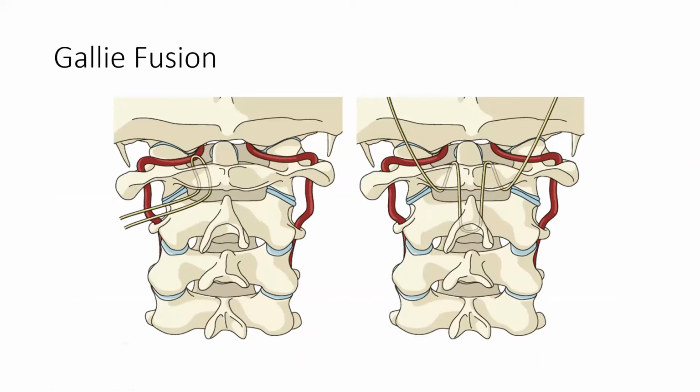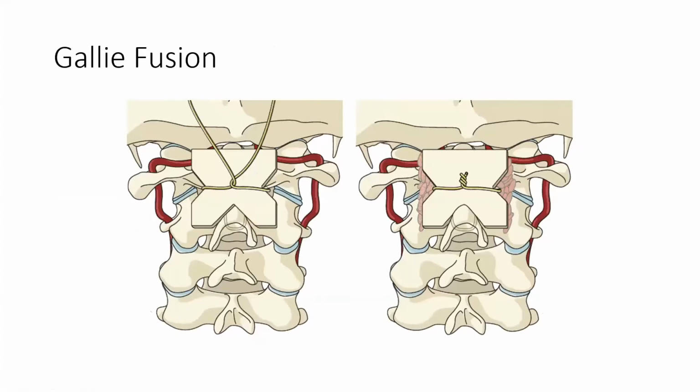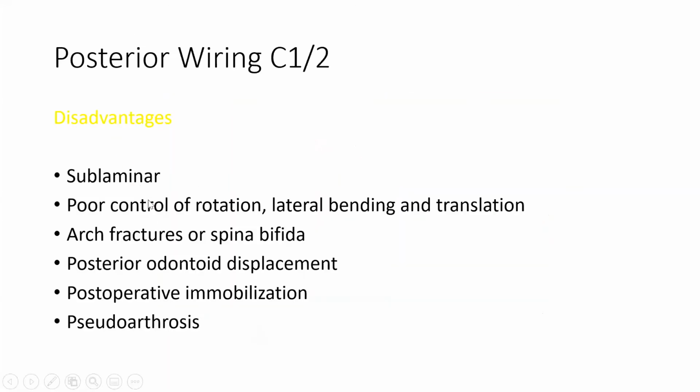The disadvantage of Gallie is that obviously you're getting sublaminar, so these wires are going between the lamina and the cord. So if you're clumsy, you could bump the cord. You also need the C1 arch to be intact, otherwise you'll get a fracture and it's a waste of time. And it doesn't give such rigid control. It doesn't control rotation very well, and forces. If you've got arch fractures or spina bifida, you can't do it.